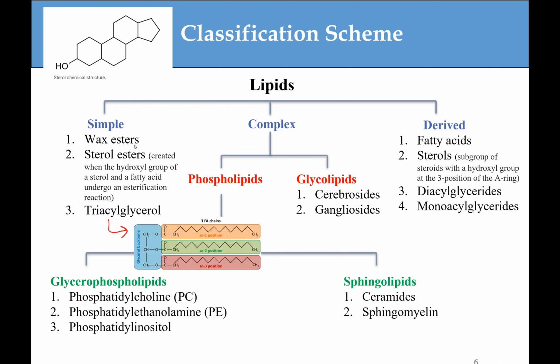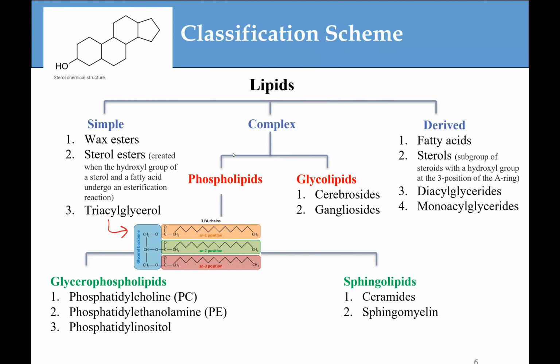In simple, we have wax, which everyone knows, like the wax used to make candles. Then we have sterol esters. This is a picture of a sterol. Instead of the hydroxide here, it has a fatty acid connected. So that would be what a sterol ester is. And then we have triacylglycerol. It has a glycerol backbone, and then it's connected to 3 fatty acids. That's just a normal fat or triglyceride that we know.